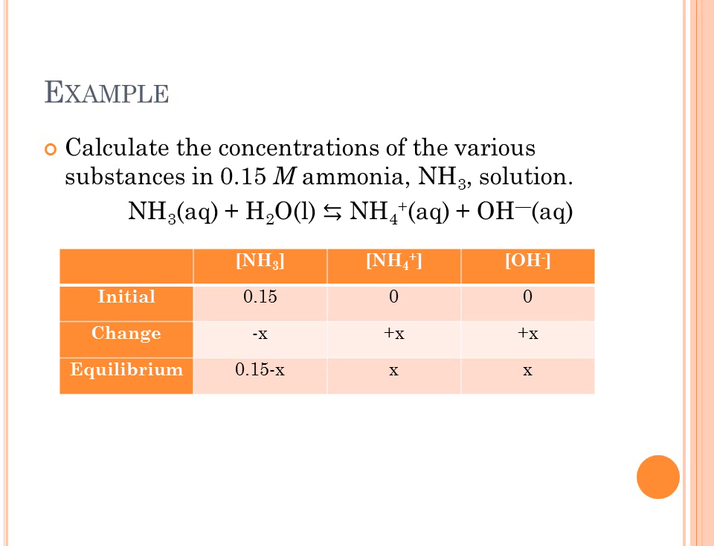That's the critical difference. So we're going to have a Kb equaling the product of the ammonium and hydroxide ion concentrations divided by the unionized ammonia. We're going to get a very similar looking equation: x squared divided by 0.15 minus x equals 1.8 times 10 to the negative fifth. Coincidentally, the Kb for ammonia and the Ka for acetic acid are pretty much the same thing.